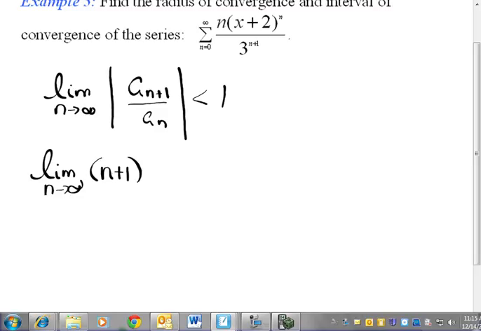So I'm putting in n plus 1. Now this is 3 to the what? What's that going to be? 3 to the what? n plus 1 plus 1, so it's n plus 2.